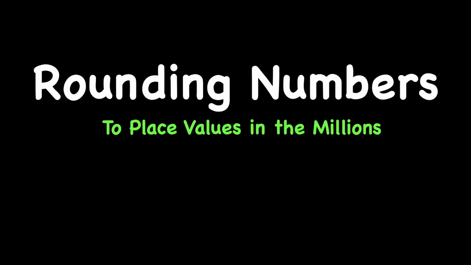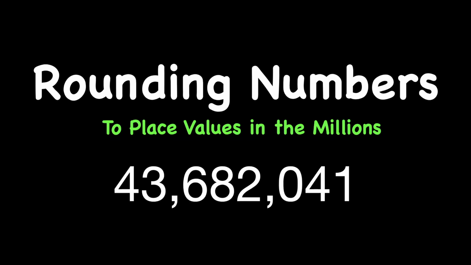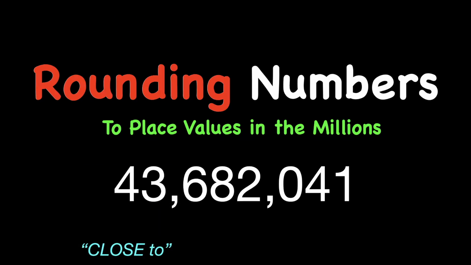Today's lesson is on rounding numbers to place values in the millions. So we'll be dealing with some really large numbers today, like 43,682,041. So what is rounding? Rounding just means that we need to find a second number that is close to the original number. It does not have to be an exact answer.